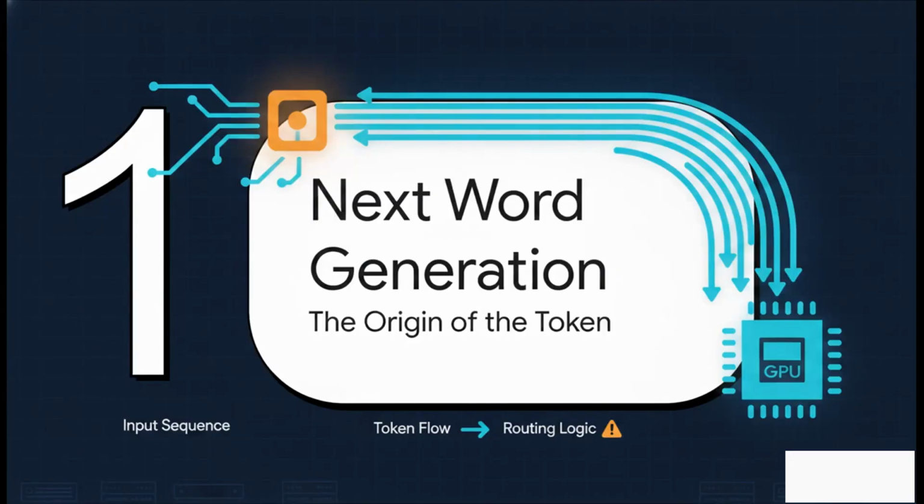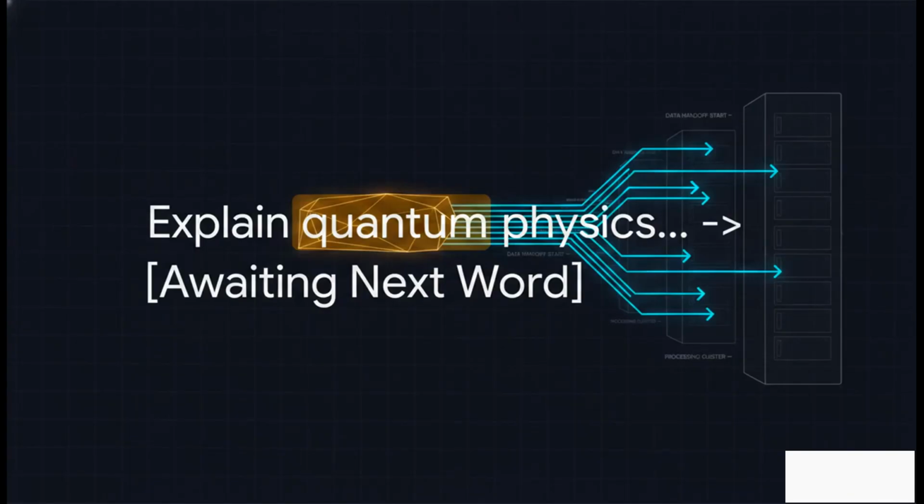All right, kicking things off with section 1, the next word generation and the origin of the token. So, let's ground this technical discussion in something you probably do every day. You sit at your keyboard, you type a chat prompt like, explain quantum physics, and you hit enter. The model now has one singular job, generate the very next word. But to really get how it does this so efficiently, I want you to imagine shrinking yourself down to the size of a single token, just a tiny digital fragment of your prompt, entering this massive system.